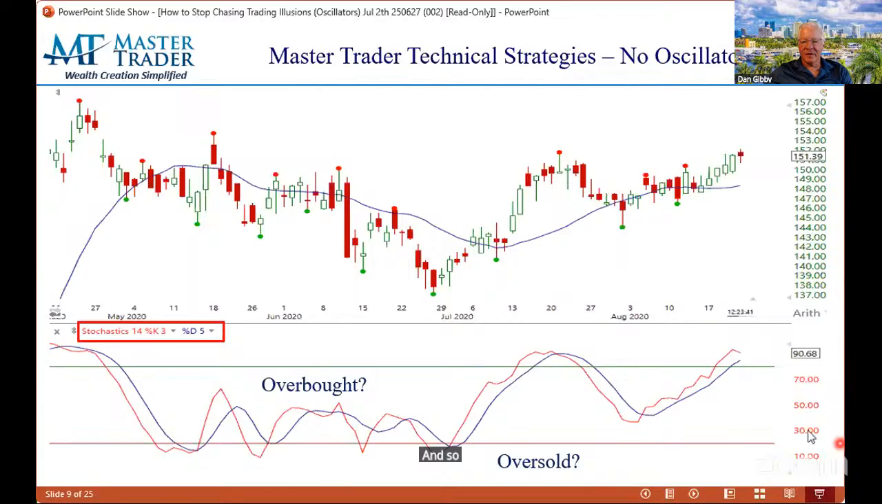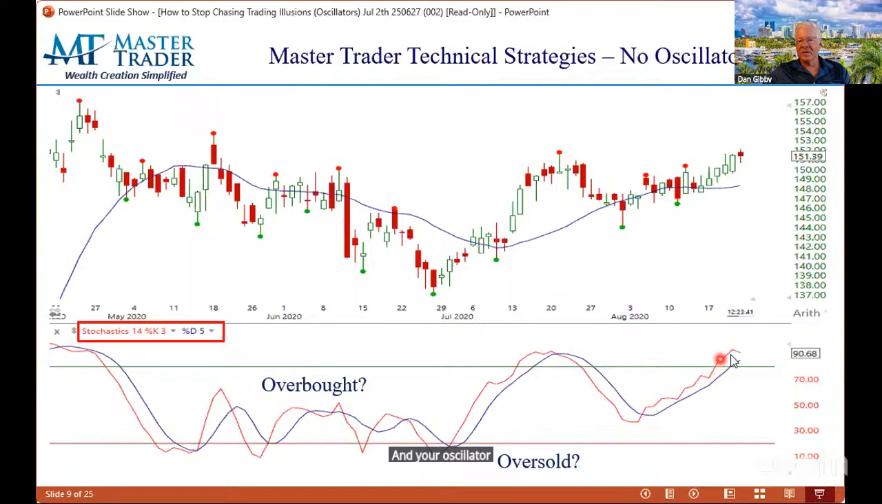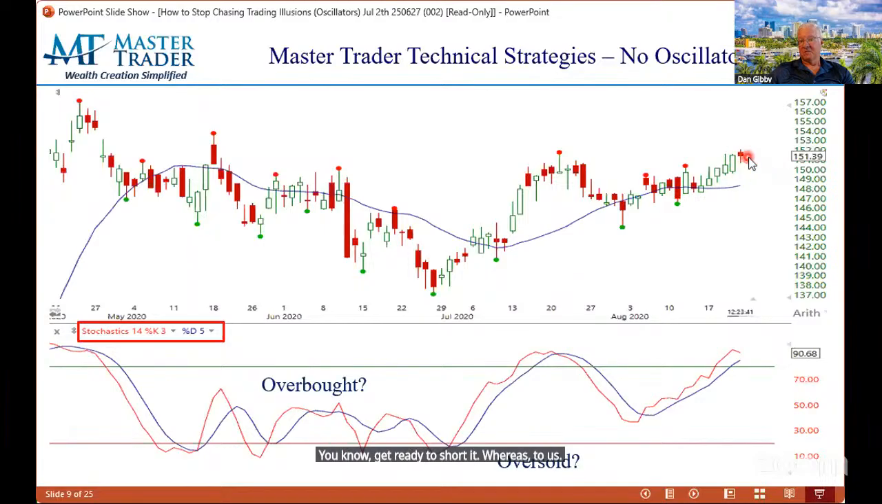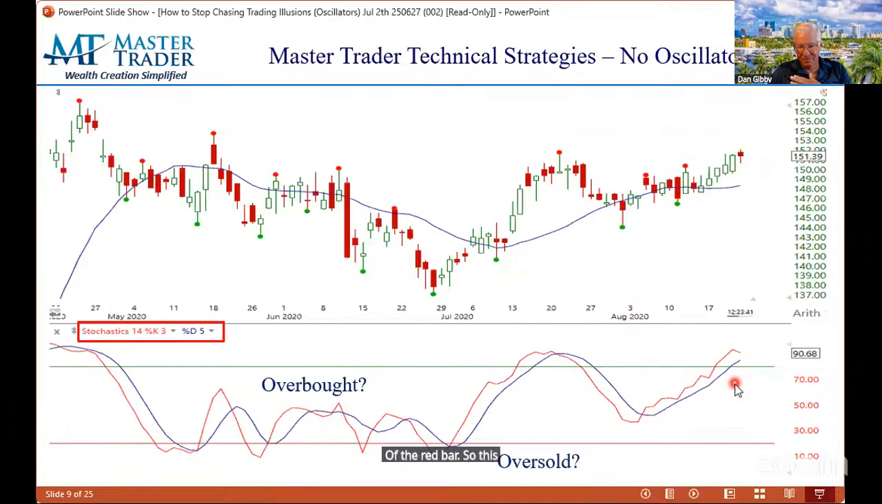And so this actually, I think, is the best example of, not going to go through every one of these. This is what we call bullish price action above the 20. I'm now talking like a master trader. So we had a red bar, ignored. It's just chopping, chopping, chopping. It's cleared. I got a closing breakout. And your oscillator, stochastics, is saying, I'm not an expert in it, but I think it's saying danger, danger. Get ready to short it. Whereas to us, that's a bullish inside bar with a price void. I'd be looking to buy this over the high of the red bar. So this is giving me incorrect information.